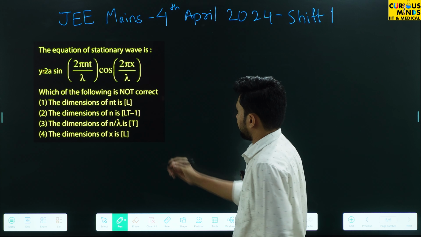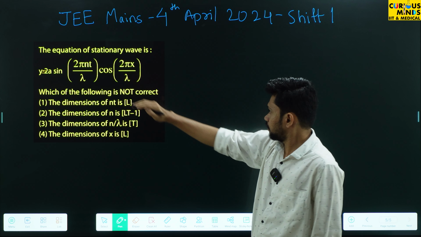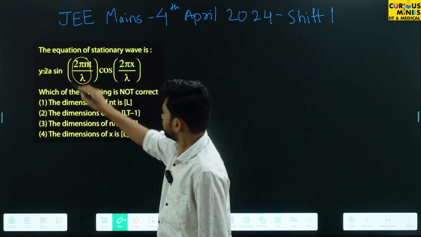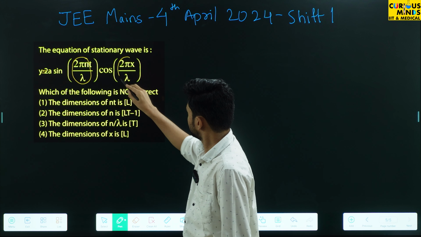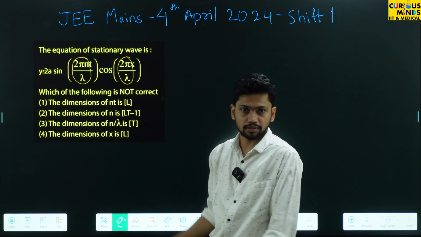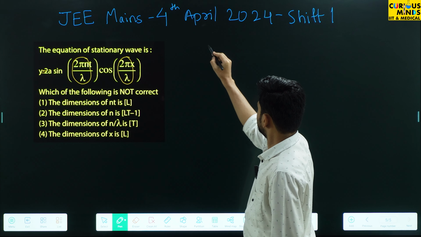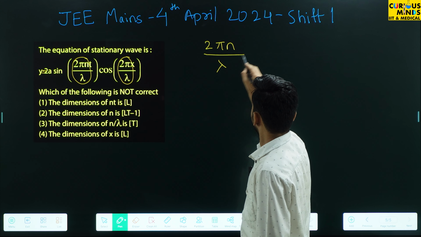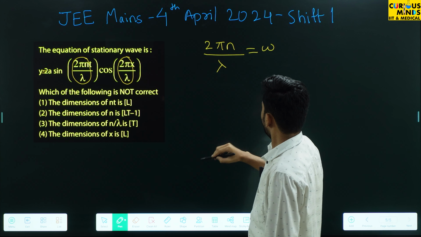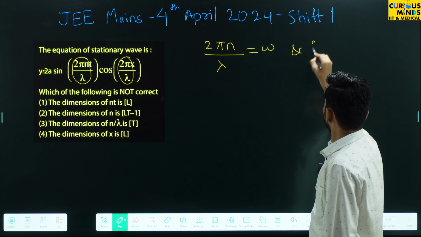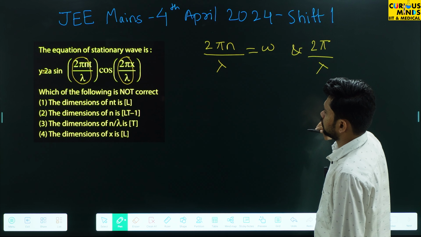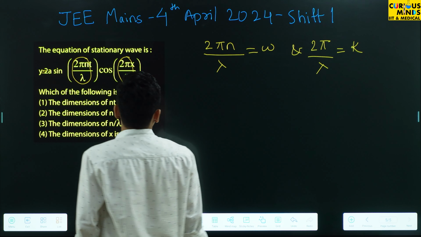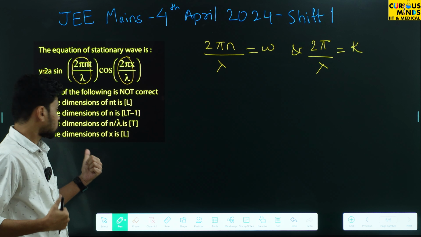Just by looking at the question, we should be able to figure out that this term should be omega and this term should be k, because that is how the equation goes. So let me just write it down. We see that 2 pi n by lambda has to be omega and 2 pi by lambda has to be k. Okay. All right. So then let's look at the first option.